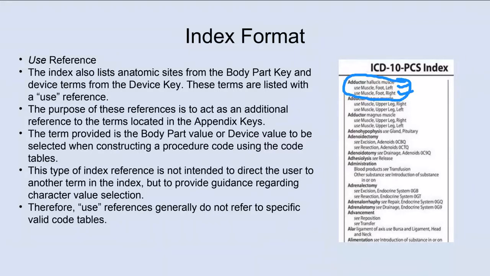So you need to go to the reference muscle foot right, muscle foot left in order to find the correct first couple of digits. So the guidelines say that these references act as an additional reference to terms located in the appendices. The term provides the body part value or device value to be selected, so it refers you to where you need to go. It's not intended to direct you to the table, it's intended to direct you elsewhere in the index.